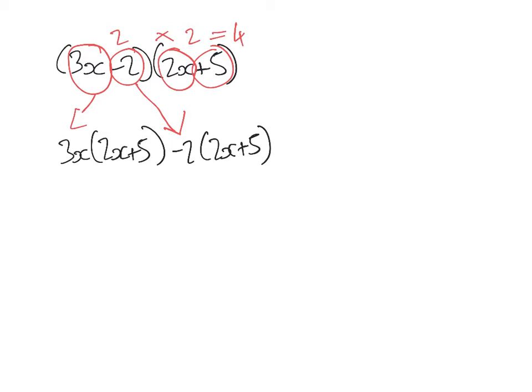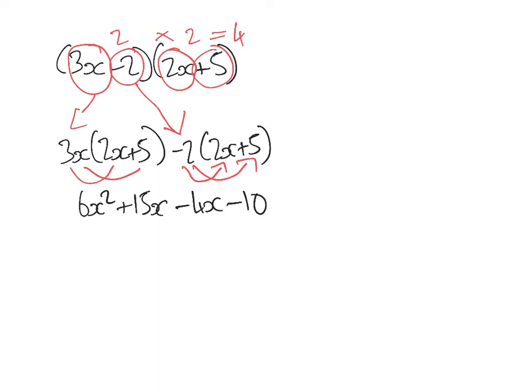So first of all, you go 3x times 2x is 6x squared. Then the 3x times the plus 5 gives us plus 15x. Then we have the negative 2 times the 2x, okay, which gives us negative 4x. And then we have the negative 2 times the plus 5, which gives us a negative 10. So that's the 4 multiplications. There's the first one, the second one, the third one, and the fourth one.